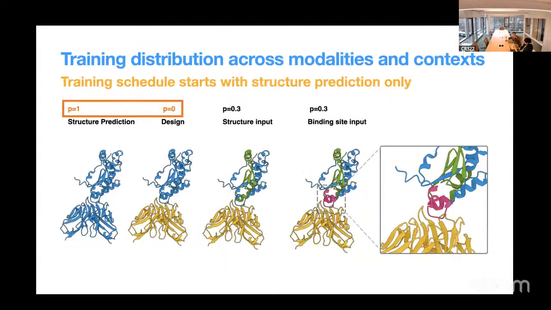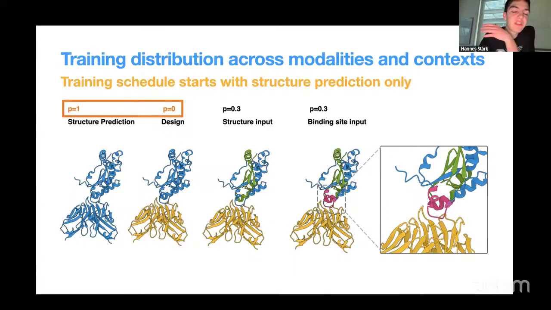What about the latter two tasks, structure input and binding site input? Are those probabilities just illustrative? I'm a little confused about how you ordered between these four tasks. Yeah, so these are four tasks of 20 or 30, right? I'm just laying out a few here. And these probabilities that you're seeing here, they're not supposed to add up to one.